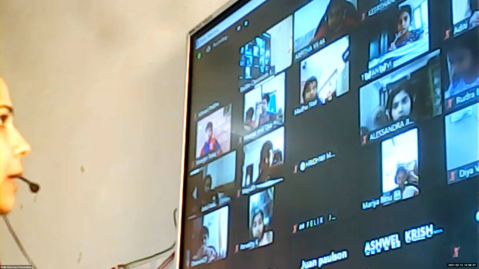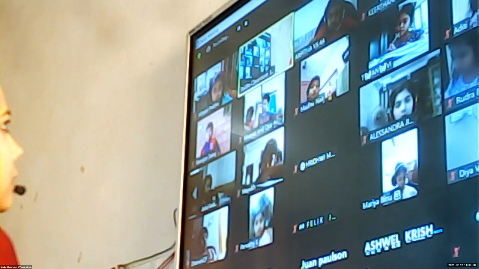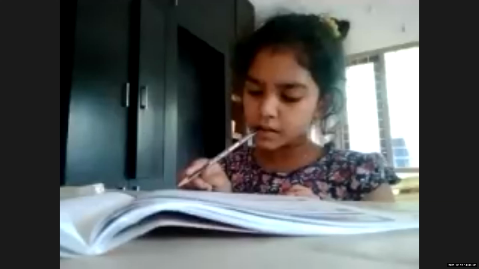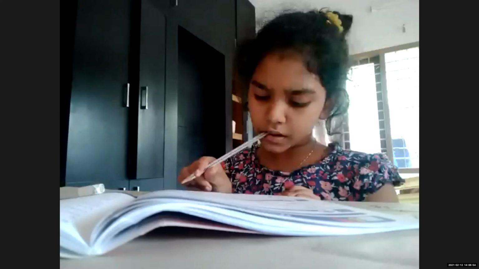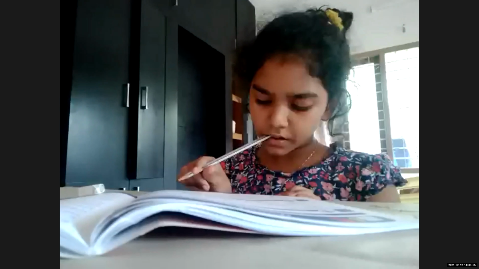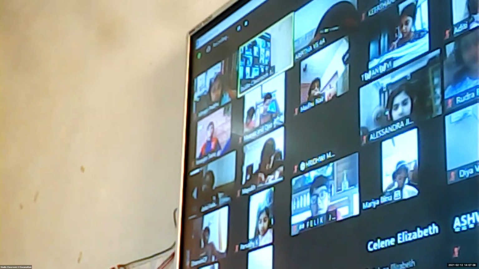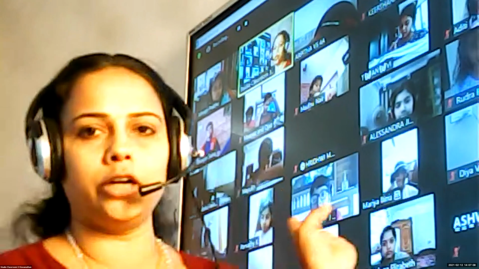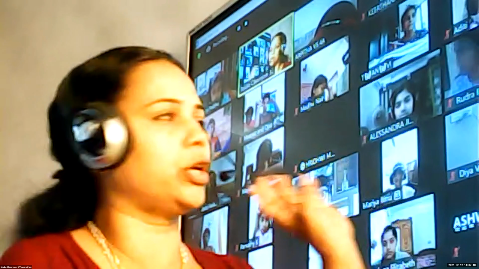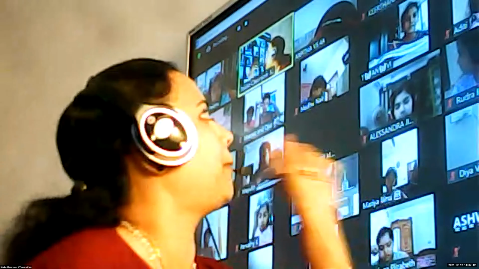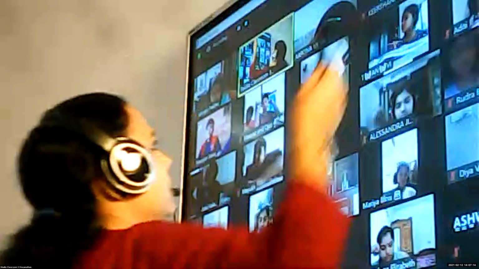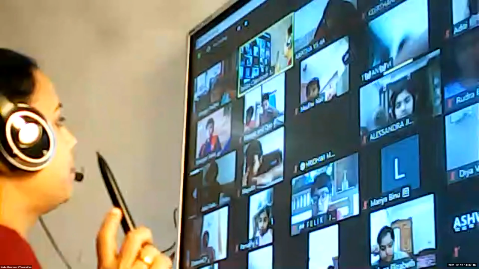1 rupee equals how many paise? 100 paise. Yes, Tanvi. 1 rupee equals 100 paise. So either multiply with 100 or divide with 100 only. There is no confusion, children, because there is no kilogram or kilometer here. Here only paise. So what is a paise? 1 rupee equals 100 paise.